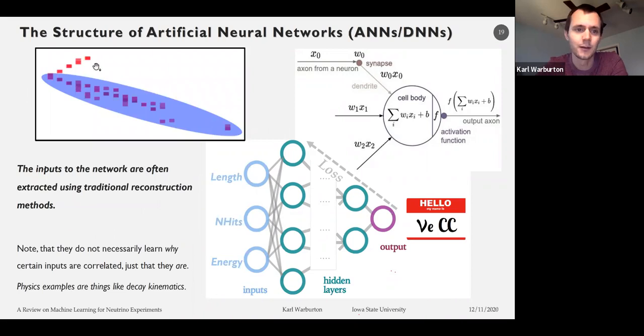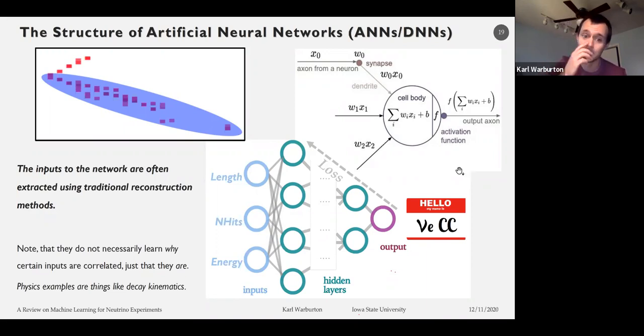So, in this case here, you're trying to identify what this interaction is. All of these red dots are hits. You can take the length of this blue circle, the number of hits in the entire image, the energy that you calculate somehow for this blue circle, and pass it through the network. It performs a bunch of calculations on all those parameters, and then it tells you in the end this is likely an electron-neutrino interaction. So the inputs that we use here are often calculated using traditional reconstruction methods, and then we use a neural network to combine them all to figure out what the interaction itself is.